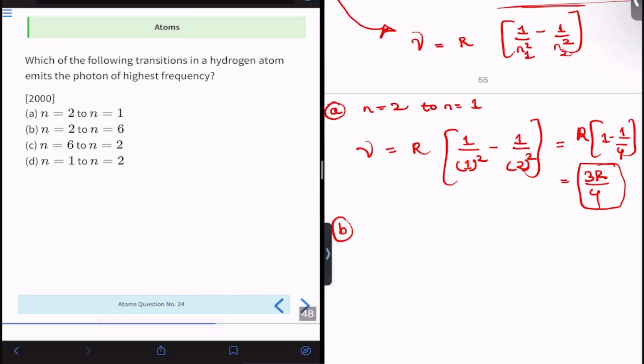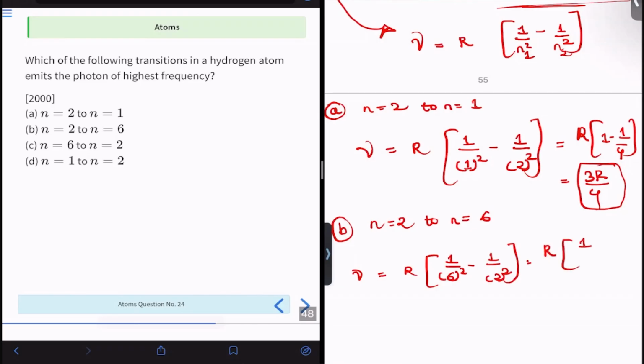Option number B says n equal to 2 to n equal to 6. So nu will be equal to R into 1 upon 6 square minus 1 upon 2 square. This value will be very less, R into 1 upon 36 minus 1 upon 4. This will be equal to 9R upon 36.